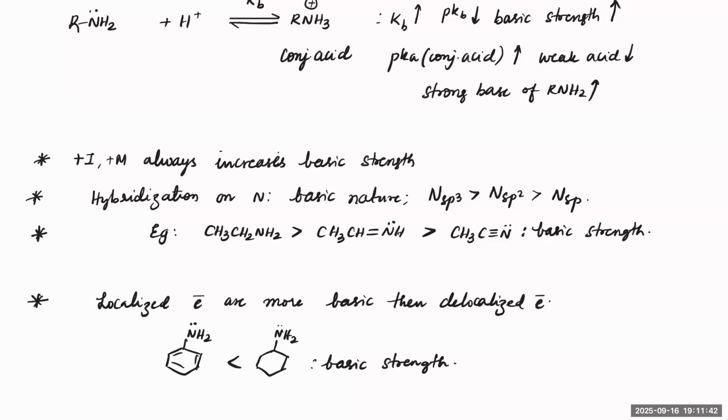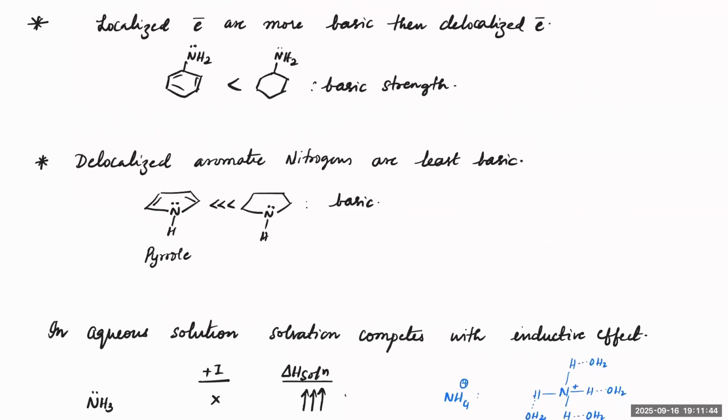Next, if you are comparing two nitrogens of a similar hybridization, here also it is sp3, here also it is sp3. In that case, you are supposed to consider which of them has localized electrons and which has delocalized electrons. You would see this nitrogen's lone pair is delocalized, while this nitrogen's lone pair is localized. So the one with localized electrons is more basic.